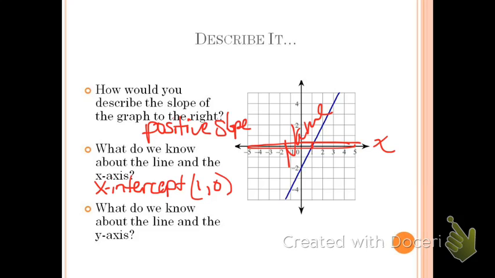What do we know about the y-axis? If you look at the y-axis, that's the line that's going up and down. You see the line intersects at the -2, or at point 0, -2. You see the similarity and differences with the points? The x-intercept, the 0 always falls in the y spot, and the y-intercept, the 0 always falls in the x spot.